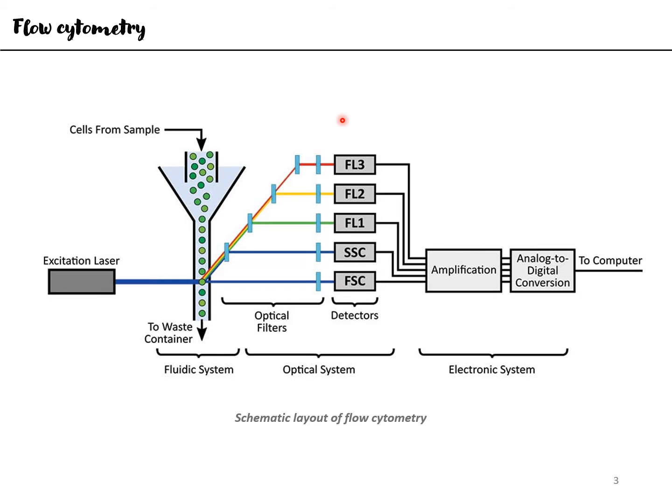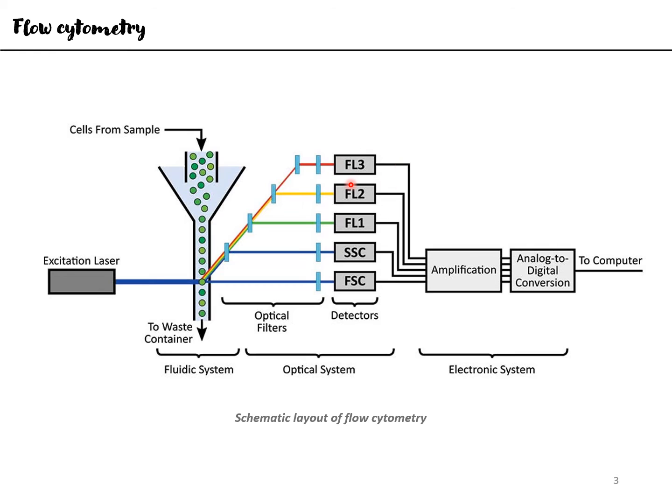So the system is designed such that there are several different filters present, and each of them is positioned in such a fashion that the specific wavelength of light that can pass through it will then be detected by the specific detector.